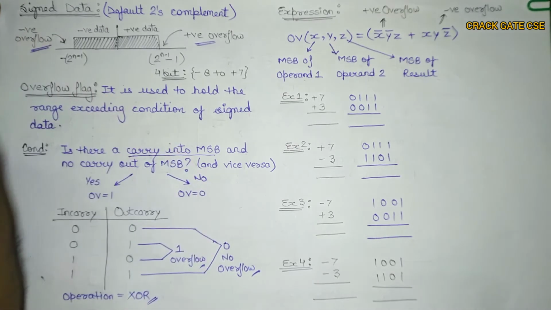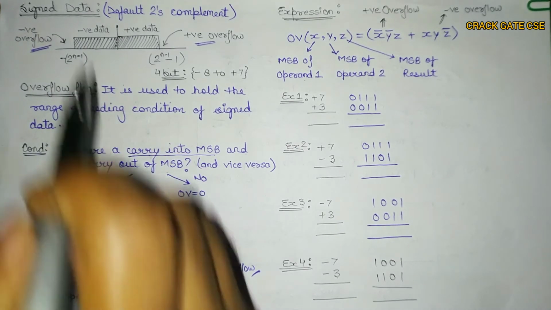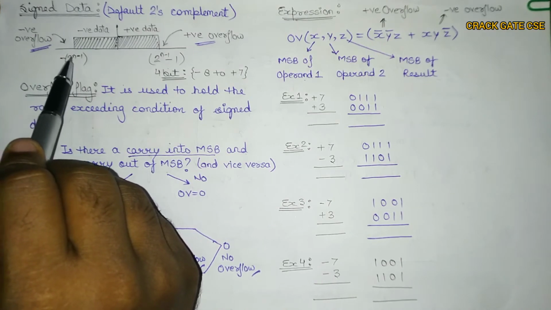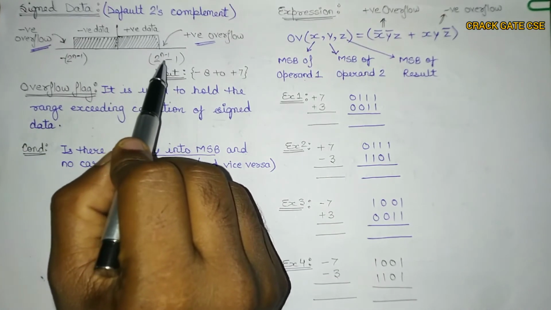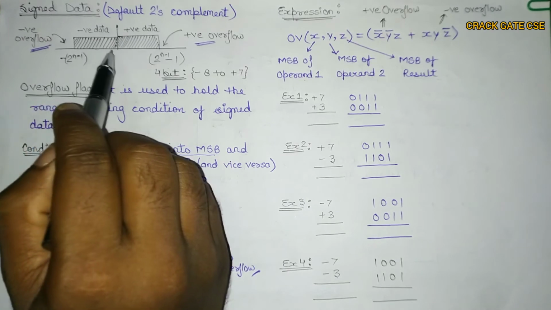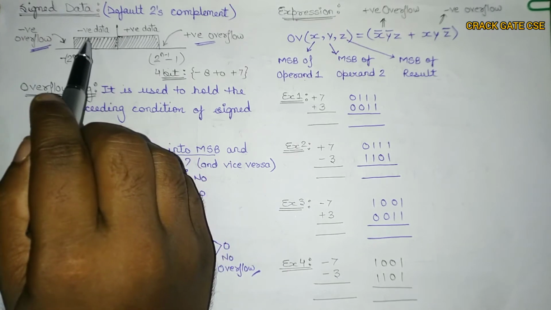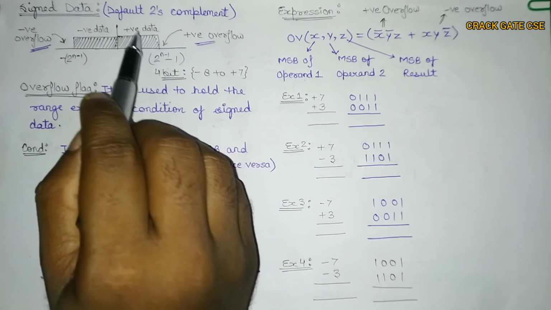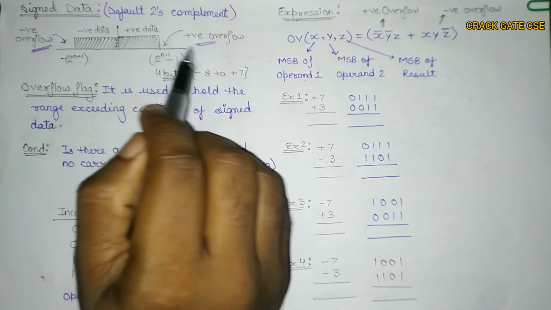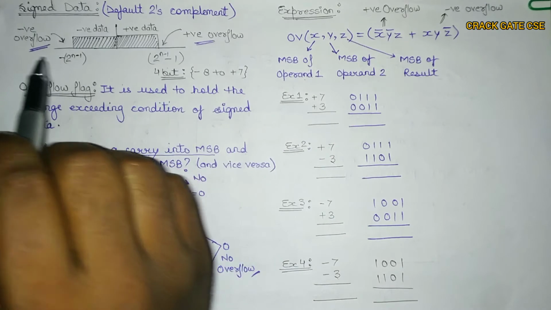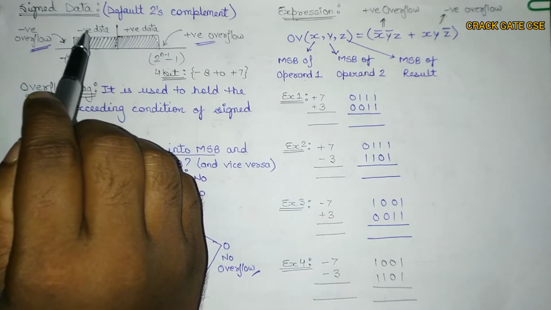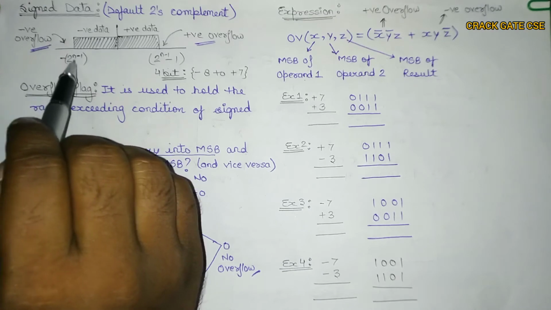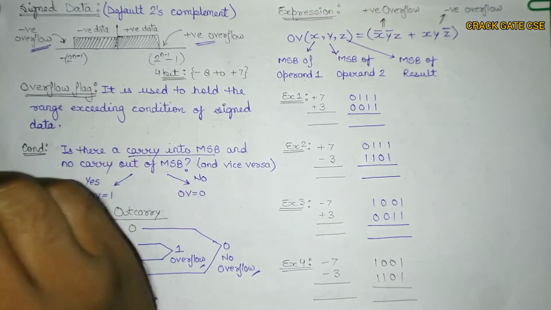So what is the range of the 2's complement format? The range of the 2's complement varies from minus 2 to the power n minus 1 to 2 to the power n minus 1 minus 1. The value which is less than 0 is considered as negative and this one is considered as positive. The values which are exceeding this positive value come under the positive overflow, and if the value exceeds this particular negative condition, that means the value is less than this particular range, then it is considered as negative overflow.